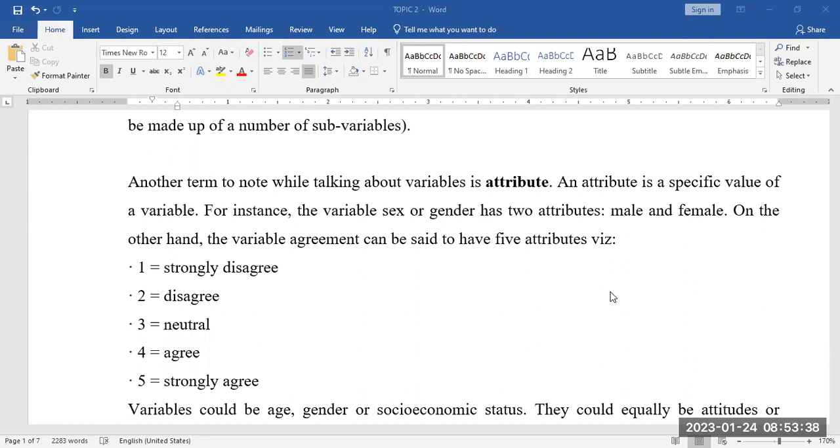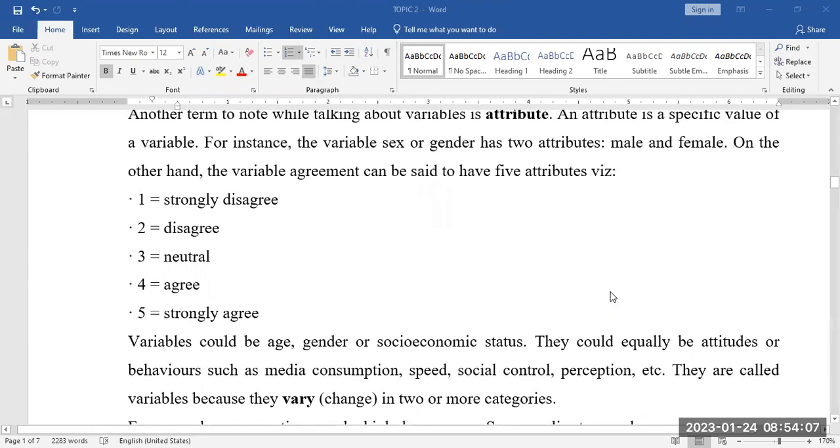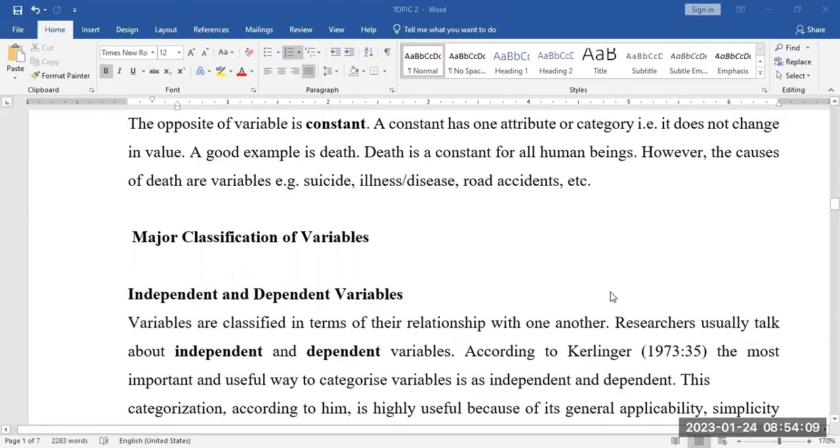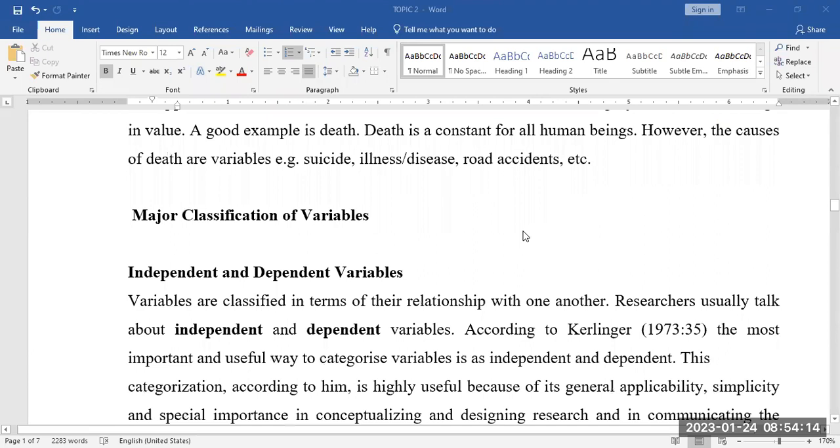So whenever you're talking about an attribute, it is a specific value of a variable. Variables can have a value, and those values are what we call attributes. We've given a very good example: whenever you're talking about sex or gender, it can have two attributes, either male or female. Then from there, we have this one, we are going to look at it later.